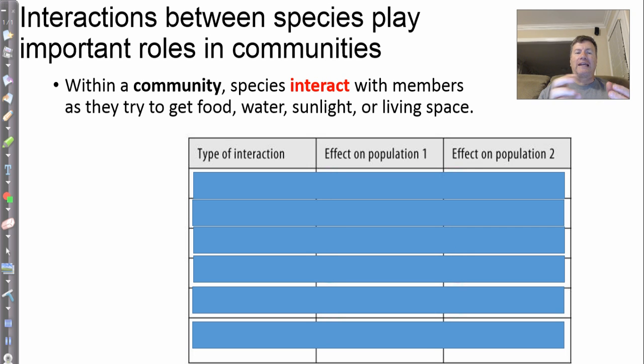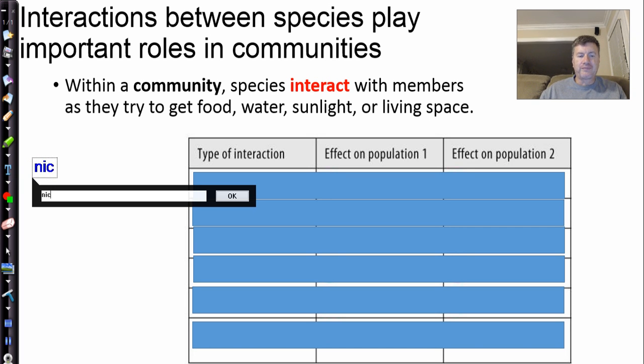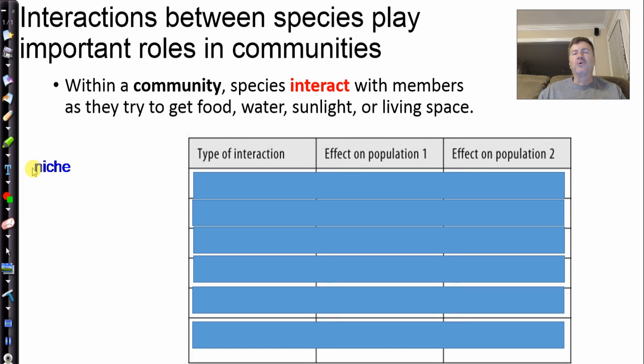And again, it's helpful to think about this term niche. Niche is an organism's role in the environment, kind of what it does. So when we use the term niche, we're referring to the organism's job. It is a predator, or it is a prey item, or it is a producer, or it's a consumer. Kind of what role does it fall under in an ecosystem? So you'll see why that's important as we look at some examples.